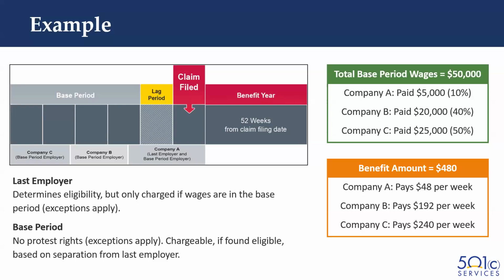So each employer is going to pay their portion of those benefits based on the proportion of wages they were responsible for. So as you can see, even though company A was the one that laid them off and made them eligible, they were only responsible for 10% of the wages, or $5,000. So they're only going to be responsible for 10% of the benefits in proportionate states. Okay, so 36 of the 50 states. So they're only going to pay $48 a week of this claim. Company B was responsible for 40% of the wages, or $20,000. And so they're going to be responsible for 40% of the benefits, or $192 per week. And then company C was responsible for 50% of the wages. And so even though they left that employer a long time ago, they actually have the biggest chunk of the liability, right? They're going to pay $240 a week of the $480.